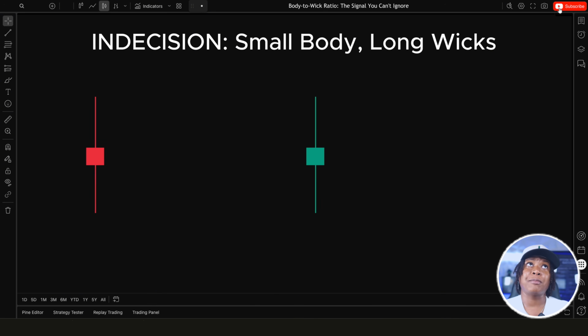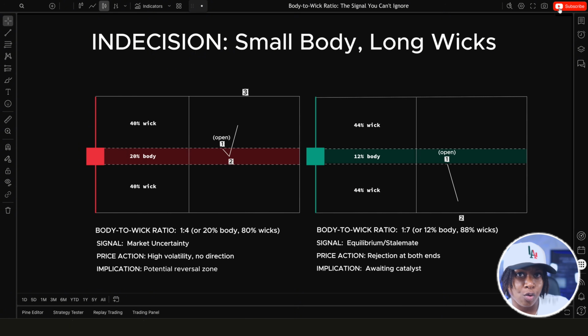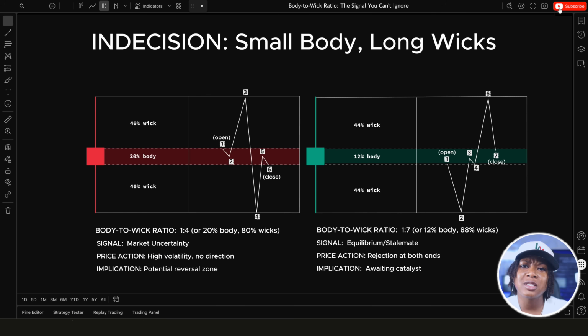Now, the second type of candle, which is pointing towards indecision. So when you have indecision in the market, the candlestick that you're going to see is going to have a small body, and it's going to have long upper and lower wicks. What does that mean? When you see a small body with long wicks on both sides, then that shows indecision. Buyers and sellers, they both pushed pretty hard, but neither one of them could fully take control.